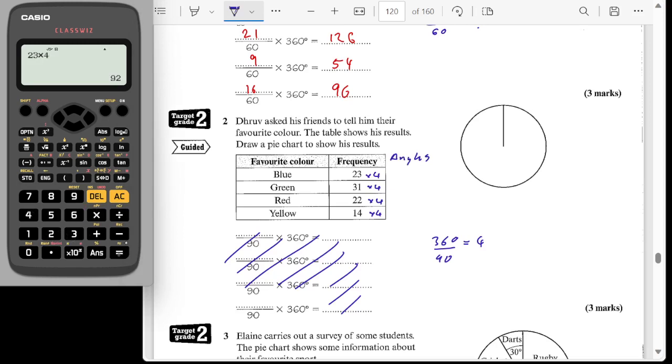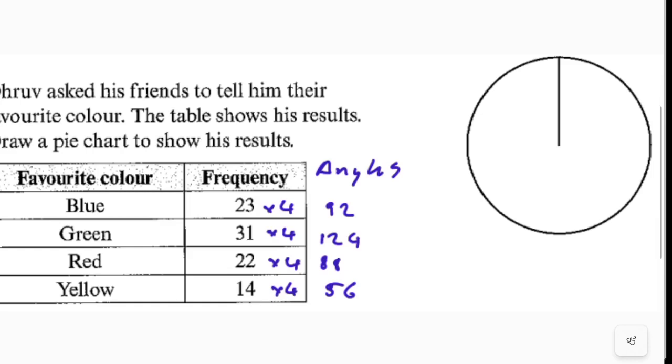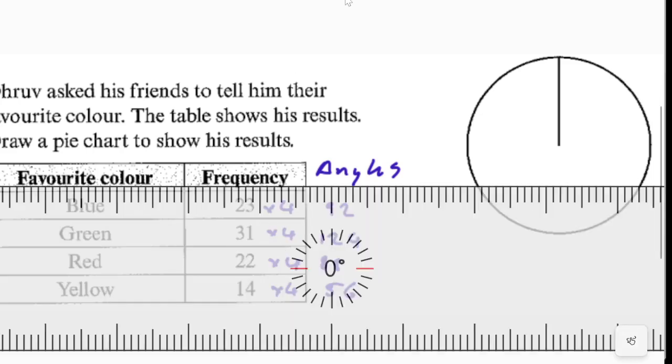23 times by 4 gives me 92. 31 times by 4. Help if I typed it in right. 31 times by 4 is 124. We've then got 22 times by 4, which should be 88. And then finally 14 times by 4 gives me 56. I could add these up, check that they add up to 360, but I'm going to go straight into drawing now. Okay, so again, I'm going to do this as kind of one, hopefully.